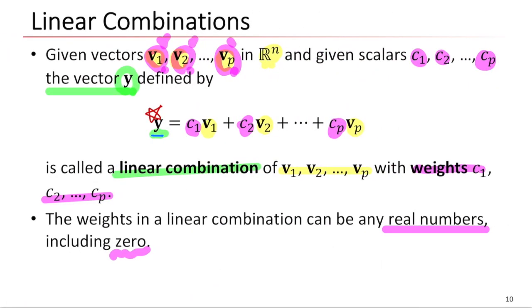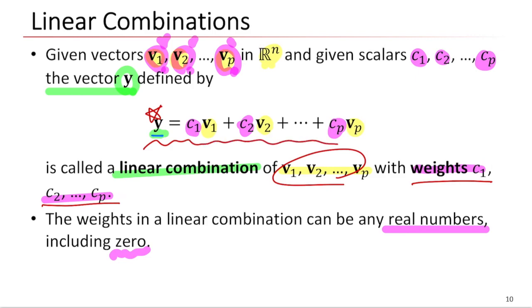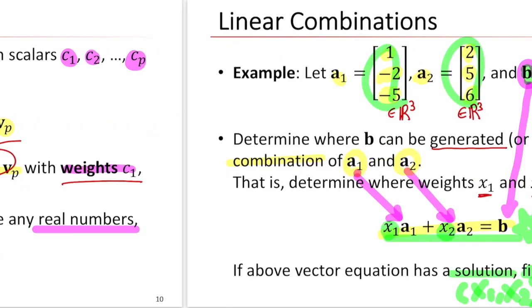And there is the definition of the linear combination of vectors with the scalar weights C1, C2 through CP. It looks like this, right? Y equals C1 times V1 plus C2 times V2 plus and so on, plus CP times VP. So this is the linear combination of the vectors.